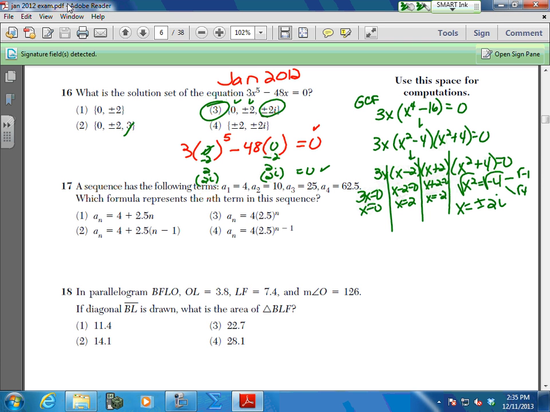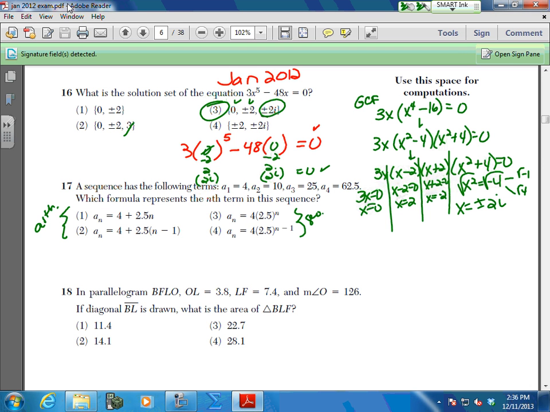Number 17, a little bit tricky. You had to find the nth term. Now, the nth term is not given to you in a formula. You have to remember this. This one, it says you're looking for a sequence. You first have to determine, is it arithmetic, which are these two, or is this geometric, the ratio, which is this.